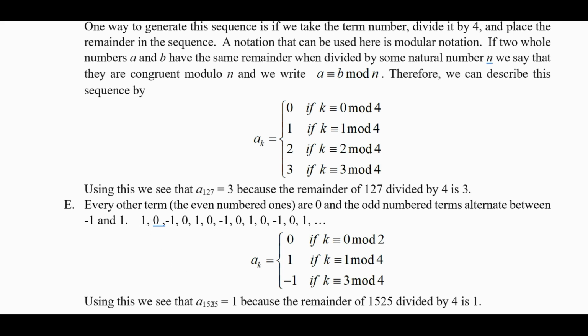So if we want to go to a sub 1,525, first of all, it's not even, so it's not going to be 0. It's going to be either 1 or negative 1 because it's odd. Then we take it, divide by 4. We're going to see the remainder is either going to be 1 or 3. It turns out to be 1 when you divide that out for the remainder. And so the answer is 1.